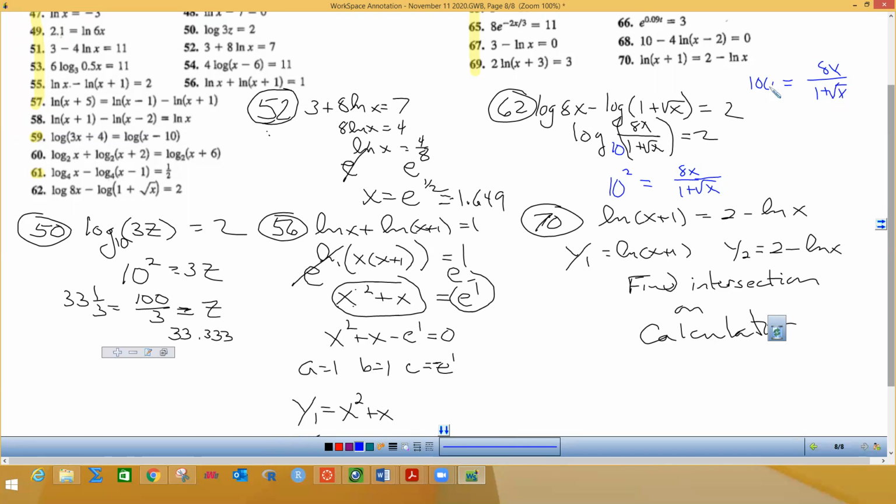So I've got to multiply that radical x over, which when I distribute that, 100 times 1 is 100, plus 100 radical x equals 8x. And now I've got a couple options. One option is I can come down here and put this as y1, just like I did over here. Let that be y1, that be y2. I could let this be y1 and that be y2 and graph them both and find their intersection.